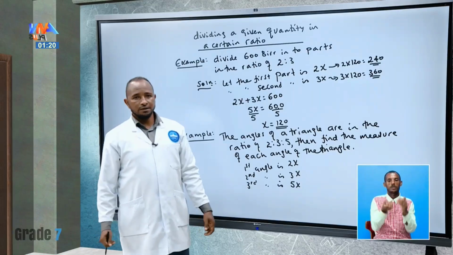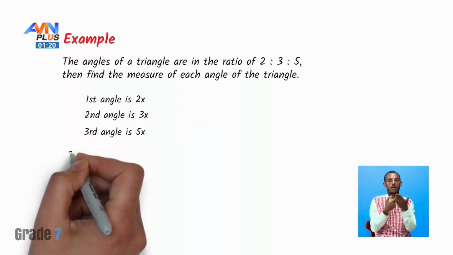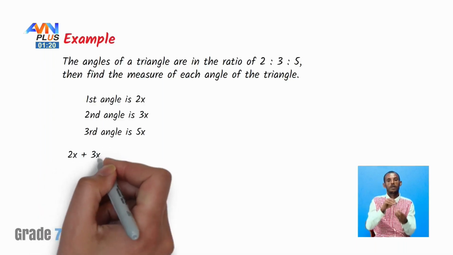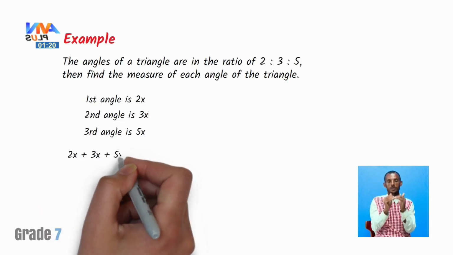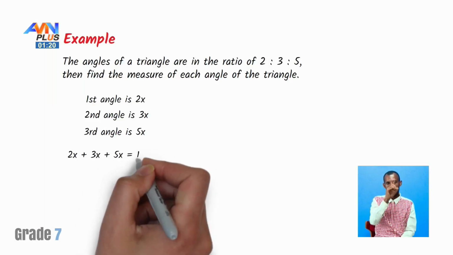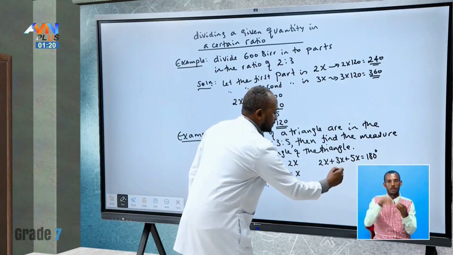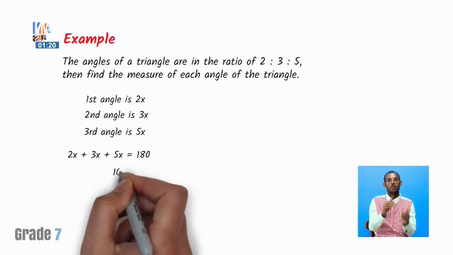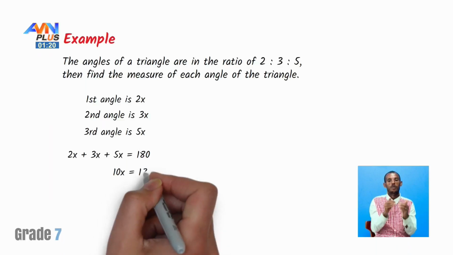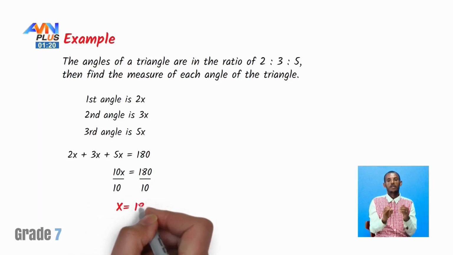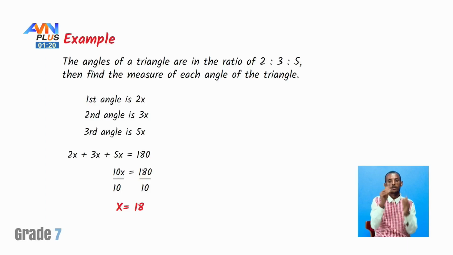From the angle sum theorem, you know that the sum of the interior angles of a triangle gives you 180 degrees. Therefore, 2x plus 3x plus 5x is equal to 180. 2x plus 3x plus 5x is 10x. This will be equal to 180. Divide both sides by 10, and this cancels out. x is 18.